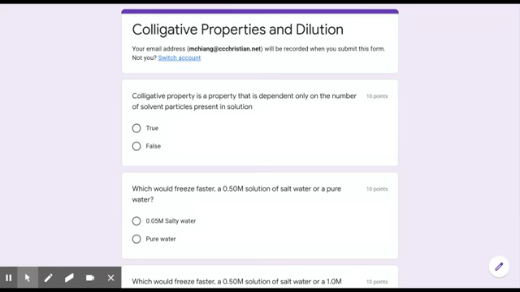Here we go, the last quiz that you have to make up for this school year. Colligative properties and dilution. So, colligative properties are the properties of a solution that depend on its concentration.